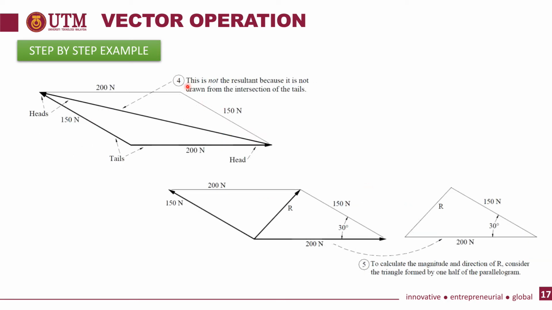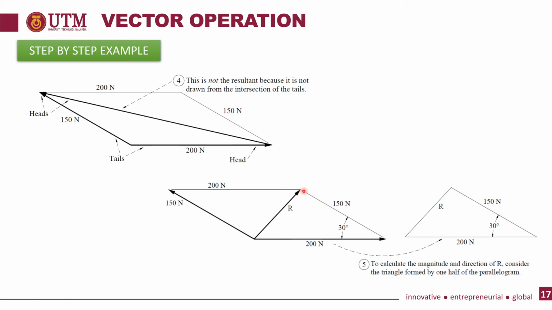Alright, so this is not the resultant force because it is not drawn from the intersection of the tails. When you see here, this line is not the resultant force because it is not drawn from the tails intersection here. It must be drawn from the tails here to the intersection where you have newly drawn your parallelogram. So this is actually your resultant force, which is the intersection line.